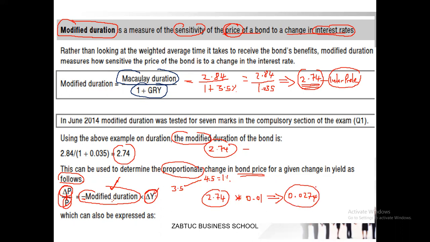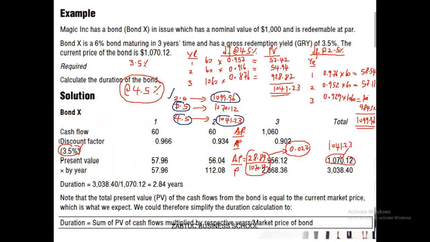0.027? Have you seen that? This is what you have calculated here, people. This change in the price is 0.027. This was the same as what you found: your 2.74 multiplied by your 1% change, which is 0.01. This is the same figure.